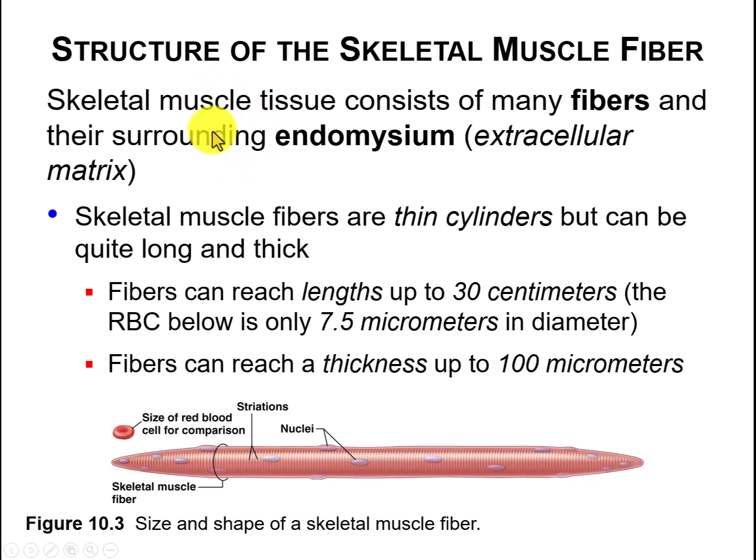And so our skeletal muscle consists of fibers, and they're surrounded by the endomysium. The endomysium is the innermost connective tissue that we will find around our muscle fibers. Fibers can run as long as 30 centimeters, compared to our red blood cell, which is only 7.5 micrometers. Because most of us think more in inches than centimeters, 30 centimeters would be equivalent to about 11.8 inches, which is almost a foot, 12 inches.